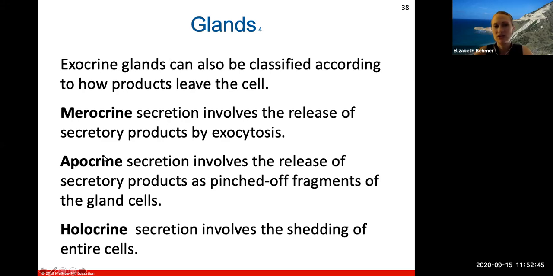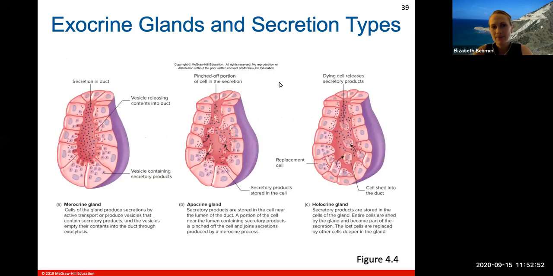So again, these are different classifications of exocrine glands, and they're classified according to how their product will actually leave the cell. So here's a merocrine gland releasing a product via exocytosis. So we'll see little vesicles releasing its contents into the duct. In an apocrine gland, secretory products are stored in the cell, and then they'll be pinched off as little pieces. And in holocrine glands, entire cells of a dying cell will be released, and then that dying cell will release its secretory products.